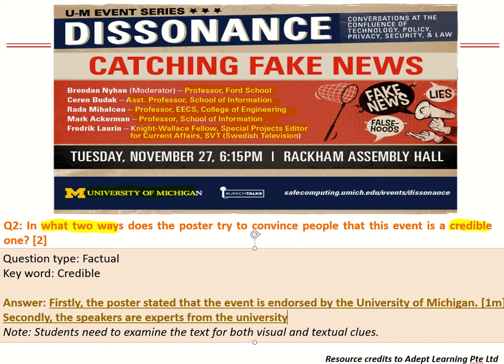Experts. So the speakers are experts from the university and professional from the media. Or even say from a media professional. That would be even more concise. So the tip here is you need to examine the text for both visual and textual clues.